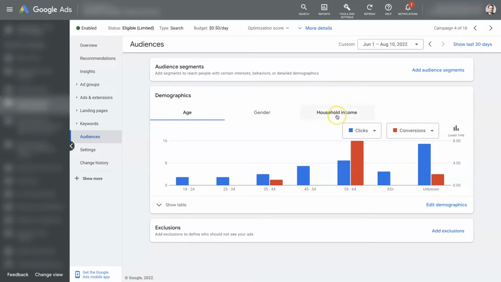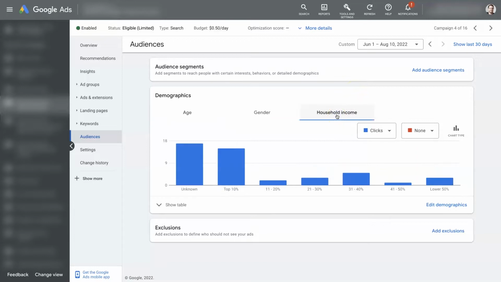So with the household income, if we click over here, we can see the clicks that we've been getting from the different household income demographic categories, I guess you'd call them, right? So like the lower 50% of household incomes, the 41 to 50% household income. So this is going to be like the highest. So the top 10% of income earners is going to be this column. And this is actually where we were getting a lot of clicks from this campaign.